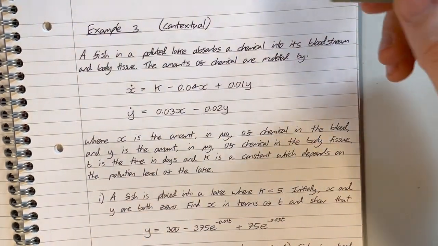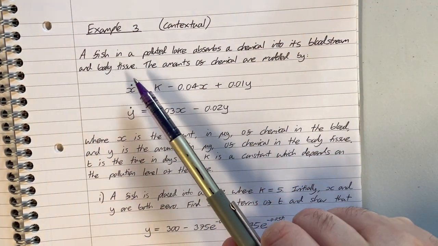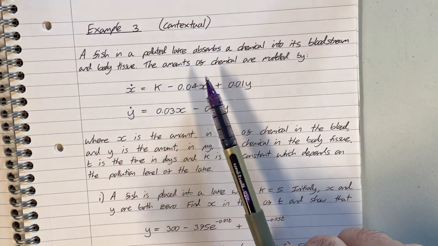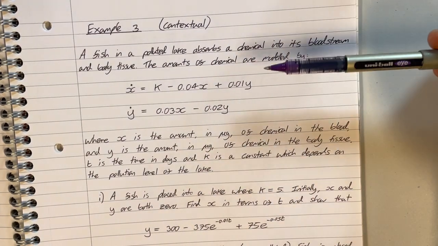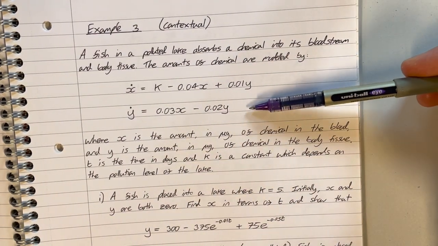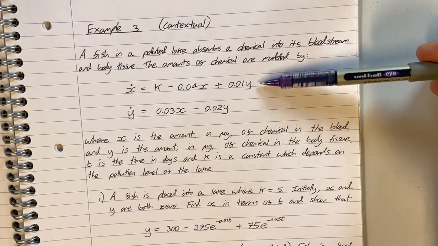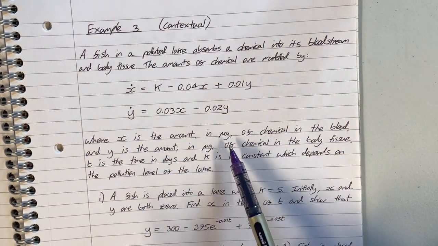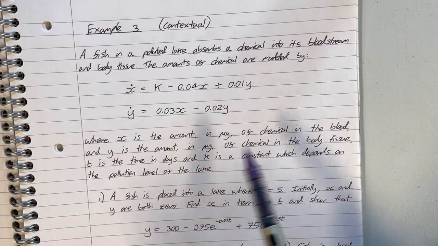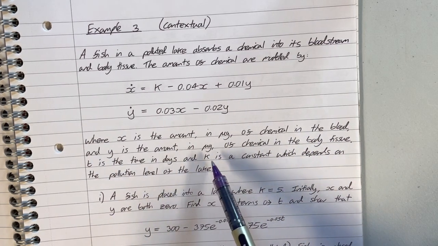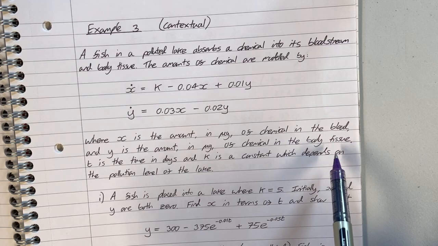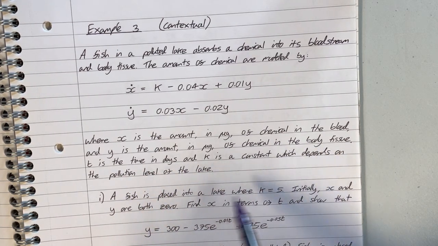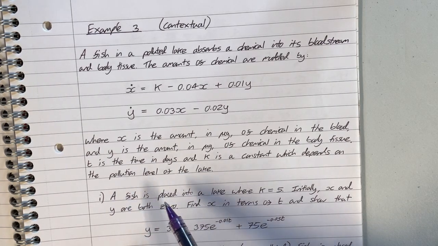So let's read through this. A fish in a polluted lake absorbs a chemical into its bloodstream and body tissue. The amounts of chemical are modelled by this differential equation and this differential equation, which together is called a system of differential equations, where x is the amount in micrograms of chemical in the blood and y is the amount in micrograms of chemical in the body tissue. T is the time in days, and k is a constant which depends on the pollution level of the lake.